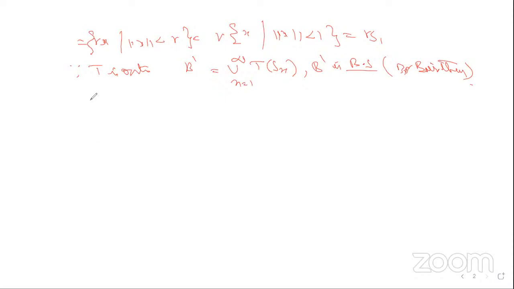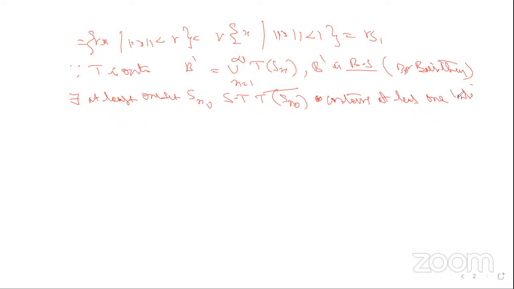So there exists at least one set S_n0 such that the closure of T of S_n0 contains at least one interior point y0. Now we show that y0 belongs to T of S_n0.